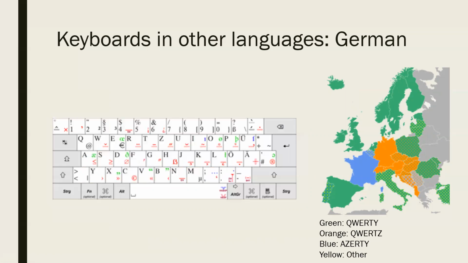If we look at German, we see what we can call the QWERTZ keyboard. This keyboard is basically the QWERTY keyboard layout, but switching Z and Y. So still very similar to the QWERTY keyboard, but with some minor modifications to make typing easier in these languages.